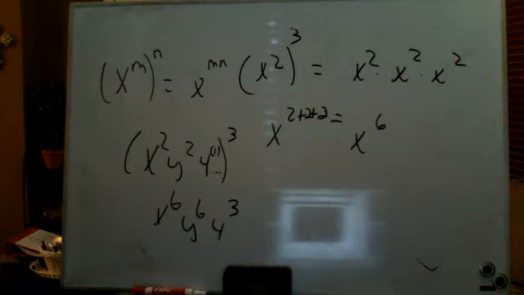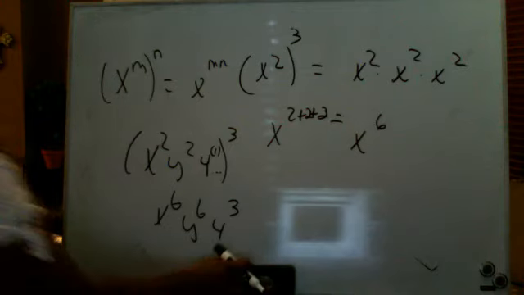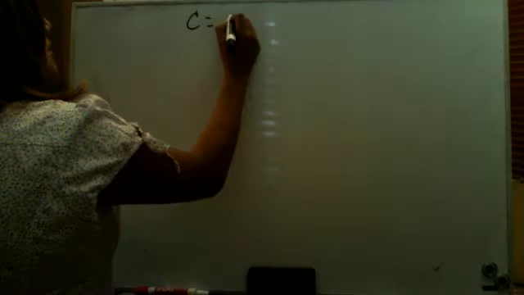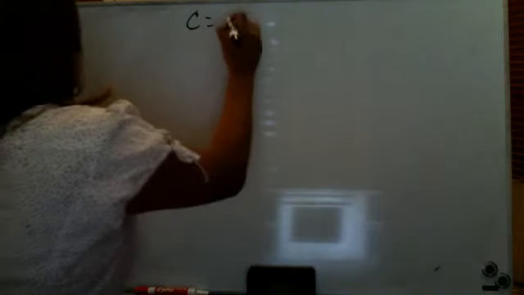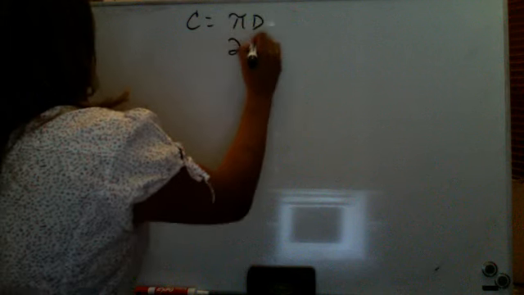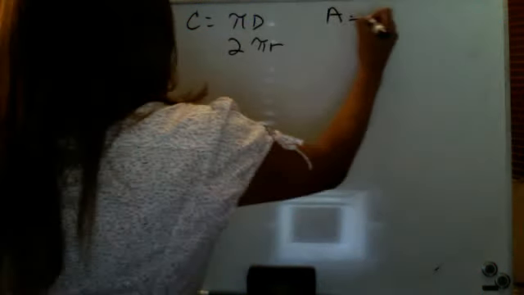Okay? Now, what if I had an area of a circle, or a circumference of a circle? Could I find the radius? Or if I had the area, could I find the circumference? Yes, you could. We know the circumference of a circle is pi d, or 2 pi r. And the area equals r squared pi.